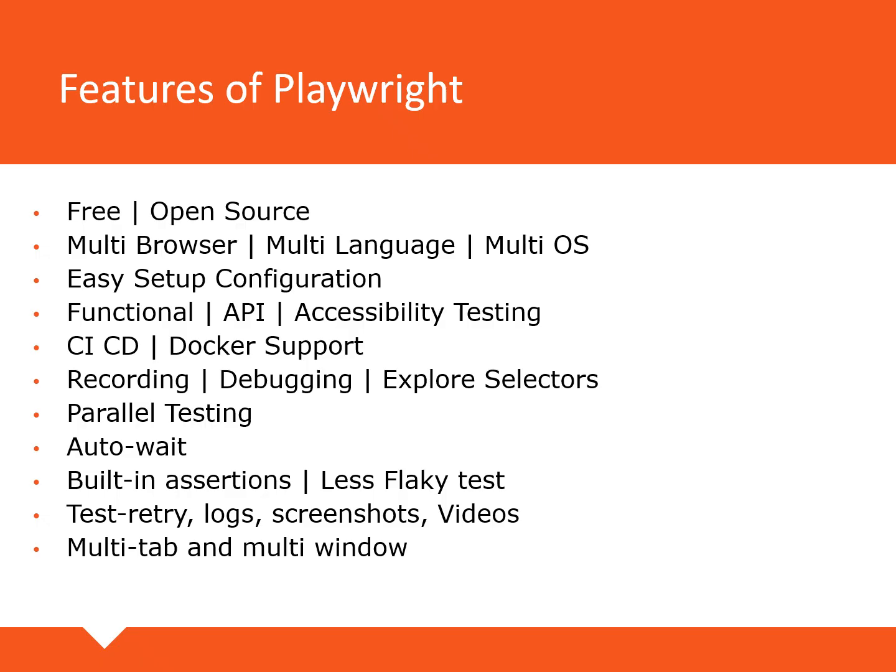We can do API testing and we can also do accessibility testing. There is a third party plugin we can add into our Playwright framework and then we can do the accessibility testing as well. Playwright has a built-in reporter, so you will not have to add separate reporters in your framework. But if you want, you can also use a custom reporter in Playwright.